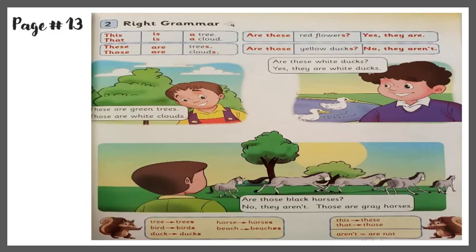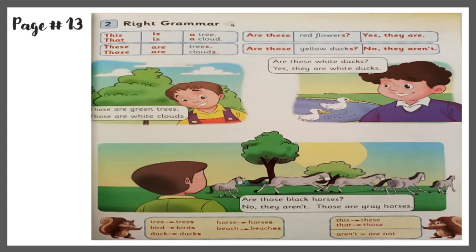Now open your page number 13. You can see the pictures and let's start reading the conversation. These are green trees. Those are white clouds. Are these white ducks? Yes, they are white ducks. Are those black horses? No, they aren't. Those are grey horses.